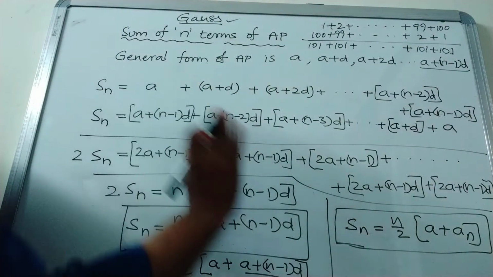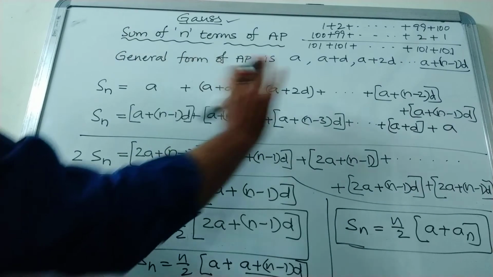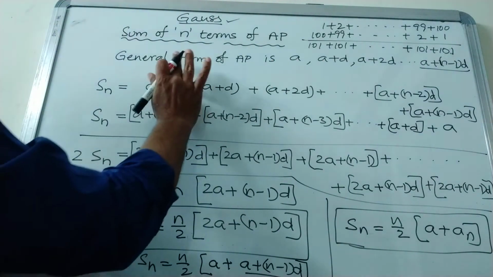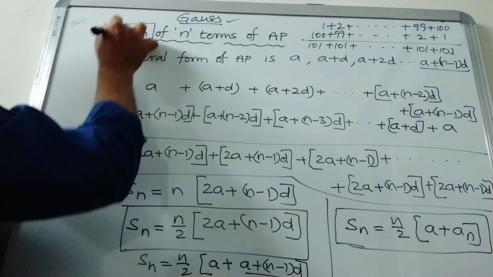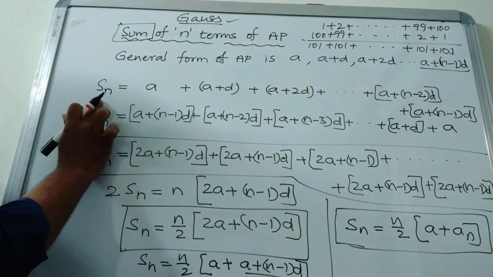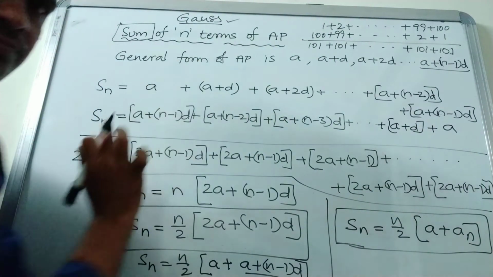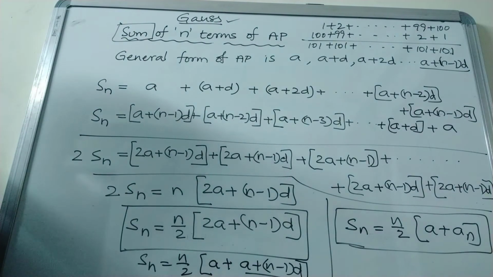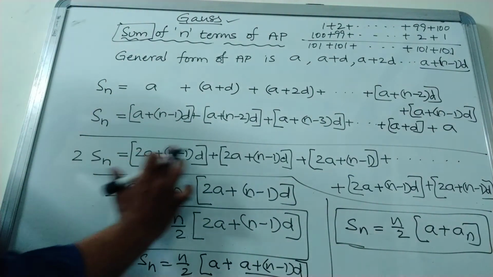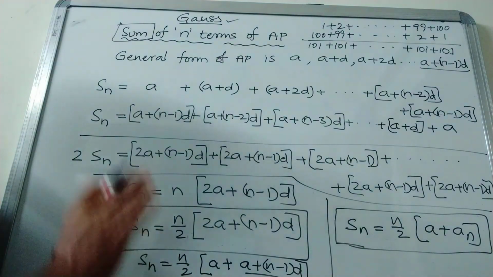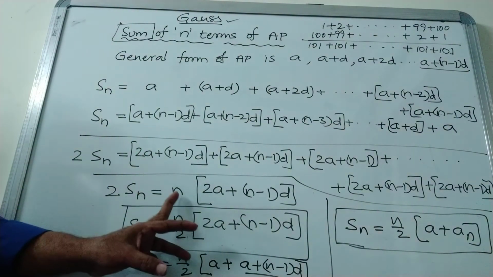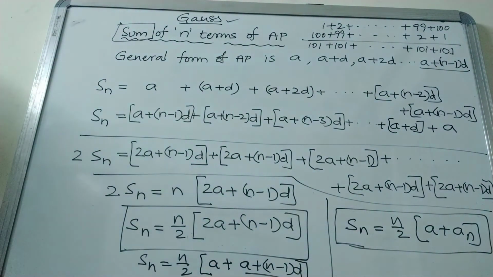See children, once again I am telling what I have done. You already know the general form, we have done that. After that, they asked for the sum. So I added all these terms, then took the reverse and added. I am getting each and every term the same. How many terms are these? n terms. That's why it is multiplied by n, like that I have written for my convenience.